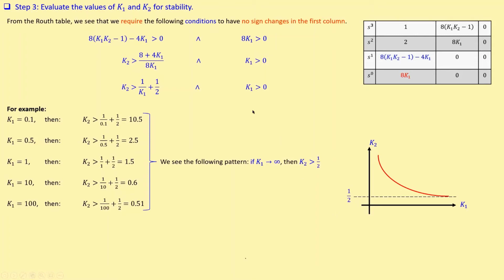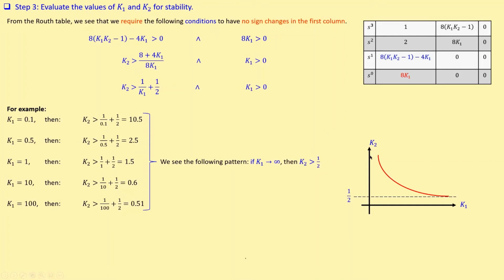Now, if I want to satisfy the condition that K1 is larger than 0, I need to stay on the right side of this vertical line. So everything on the right side of this vertical line is allowed. If I'm on the line, I have, of course, a situation where we have a marginally stable system. If I want to satisfy this condition for K1 and also the condition for K2, I need to also check for this line, because this line is also a very important boundary, because I want to satisfy both conditions.